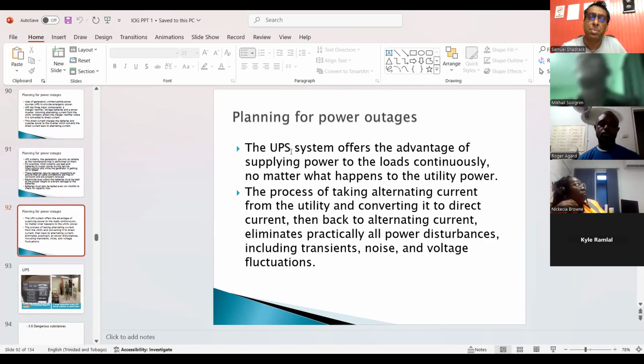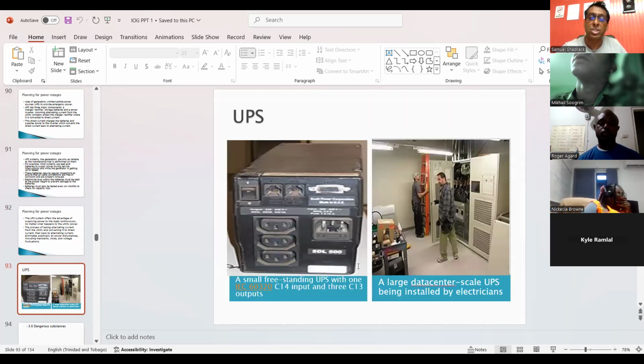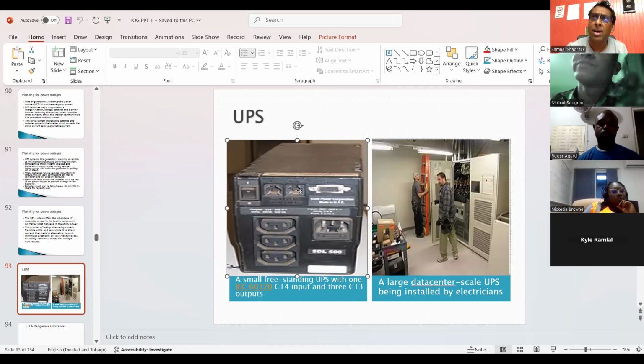The uninterruptible power system offers the advantage of supplying power to the load continuously, no matter what happens to the utility power. The process of taking alternating current from the utility, converting it to direct current and then back to alternating current eliminates practically all power disturbances, including transient noise and voltage fluctuation, right? You have different portable devices or large devices that do these things. There's a device called an inverter.